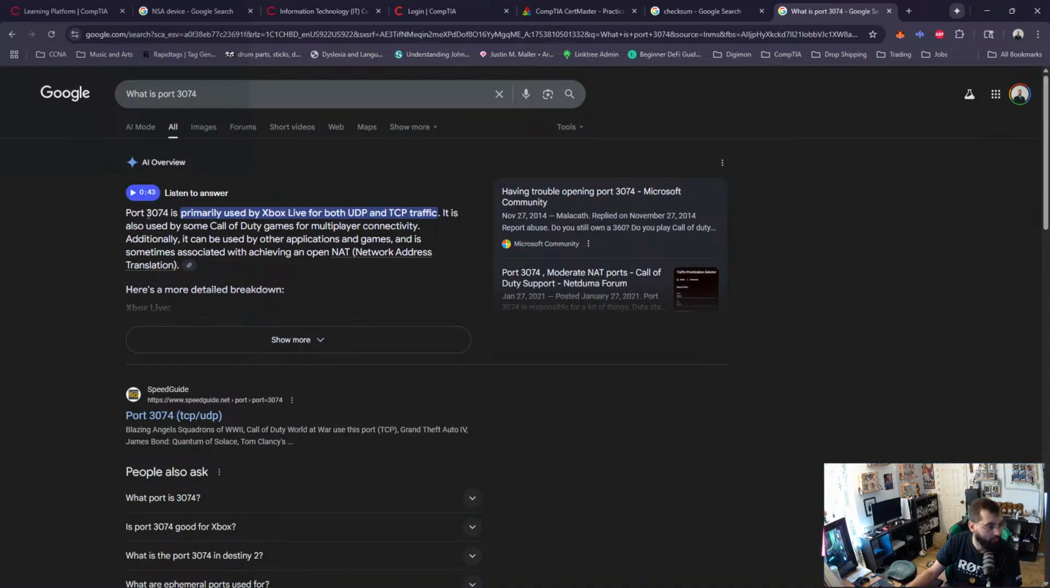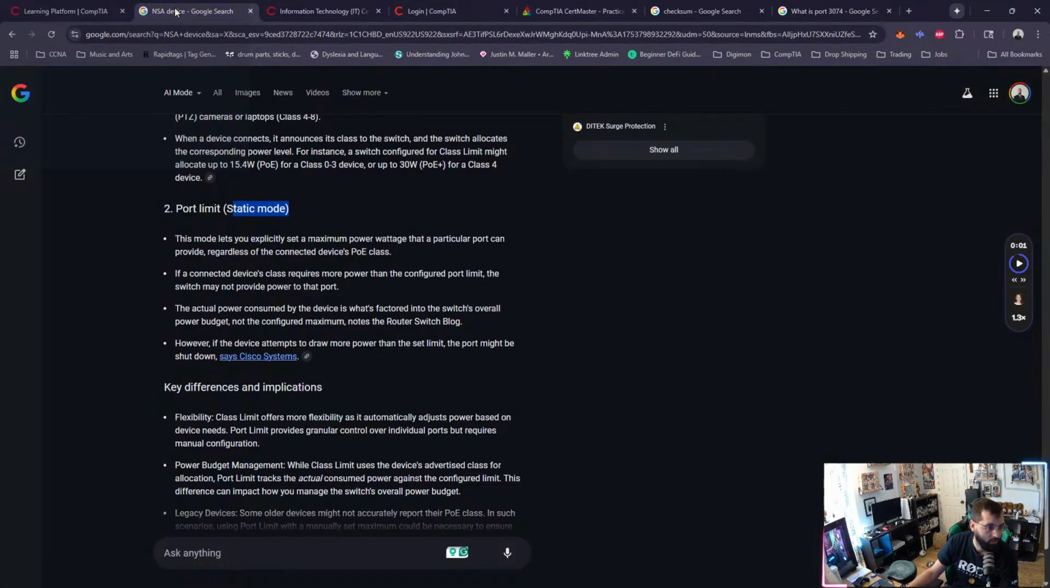That's what I thought. This port is for Xbox Live, for both UDP and TCP, because it needs to use TCP to pull up certain things. Well, I guess if you're pulling up a web browser, or UDP for the actual gaming. Okay. I'm just trying to connect it to things that make sense to me, you know what I'm saying?